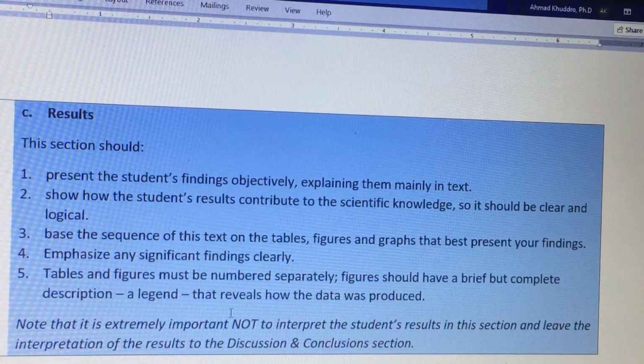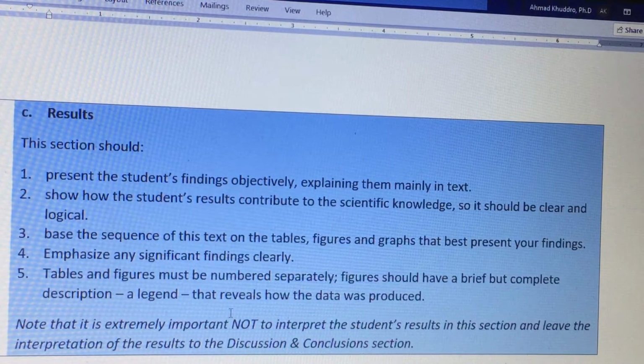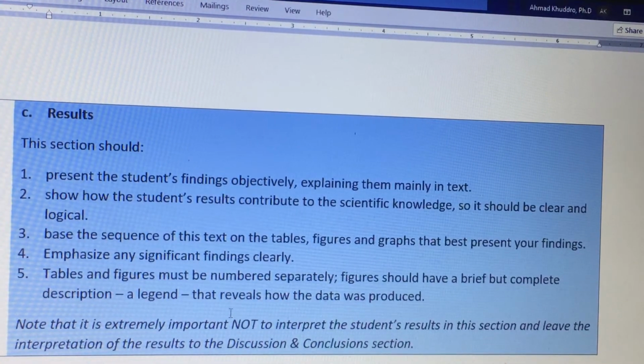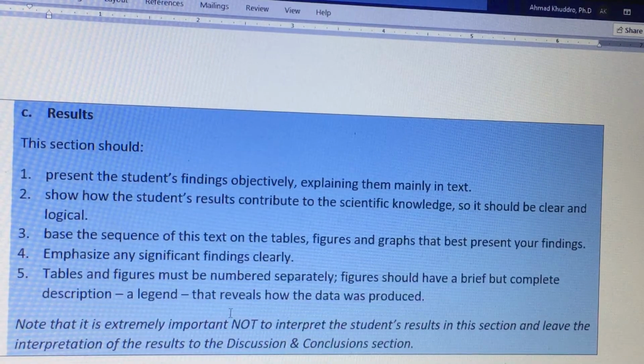And you also need to show the results that contribute to the scientific knowledge. So it should really be extremely clear, crystal clear, and quite logical in your organization of these results. And of course, you need to base the sequence of the text on perhaps tables or figures or graphs that present your findings in the best possible way. You can also emphasize any significant findings that you have. You need to emphasize them very clearly.